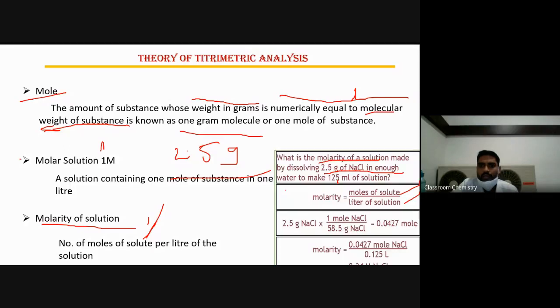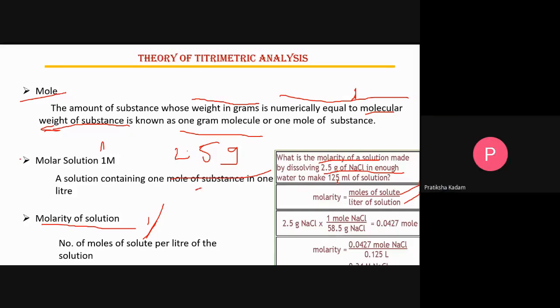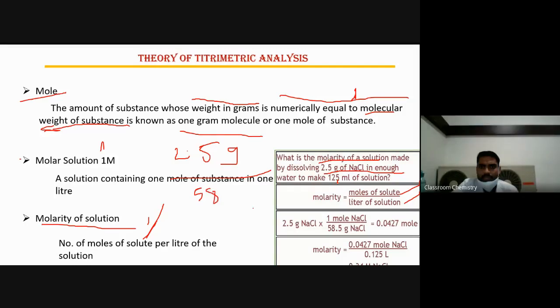Again I repeat this. How do we calculate the number of moles? The formula is weight in grams given in the problem divided by its molecular weight. In the problem they give 2.5 gram of NaCl, and the molecular weight of NaCl is 58.5. After dividing this, we get 0.0427 mole. So from the given value, we calculate the number of moles of NaCl present in the solution.